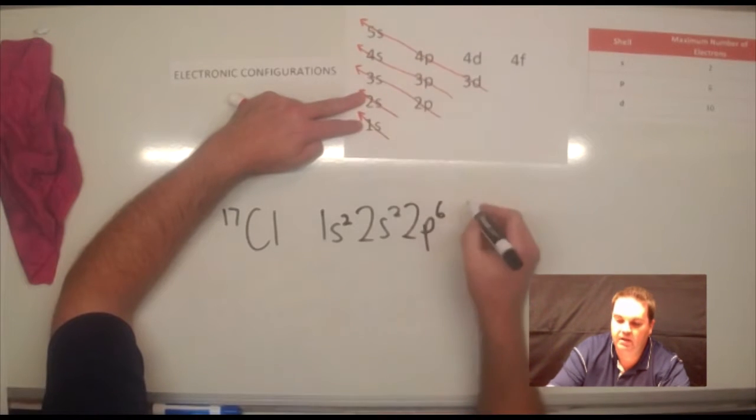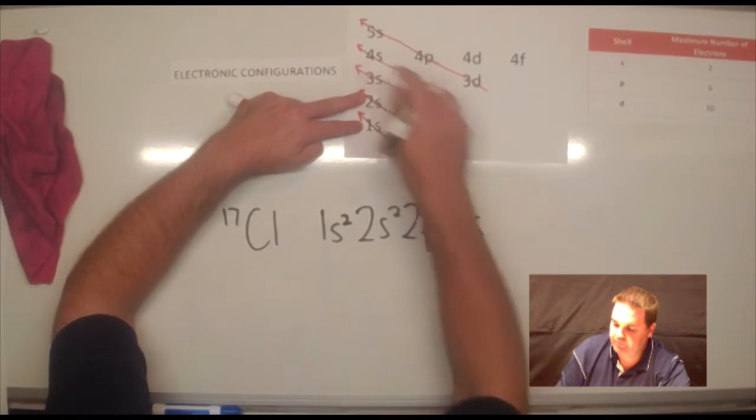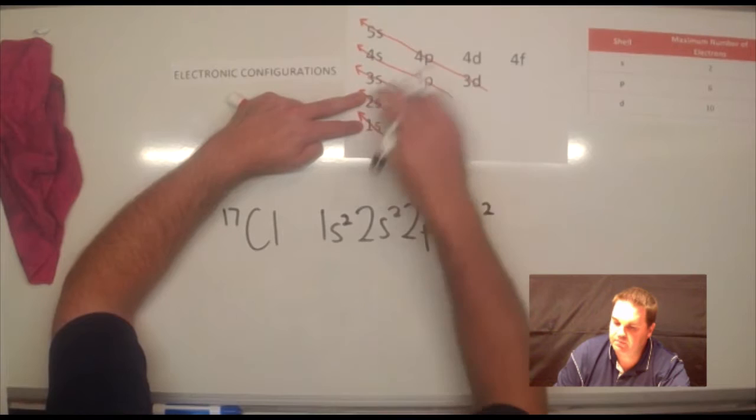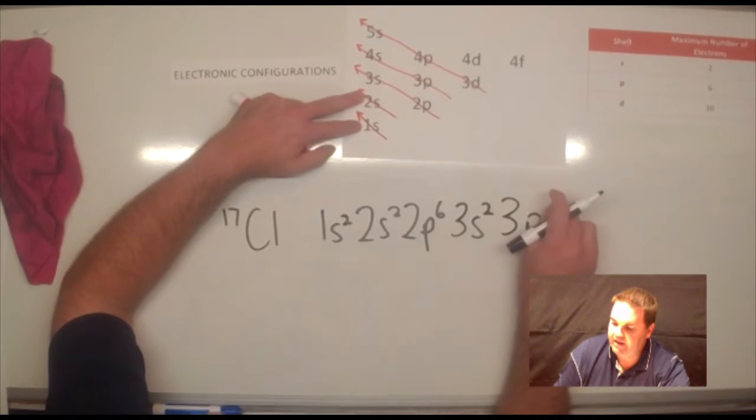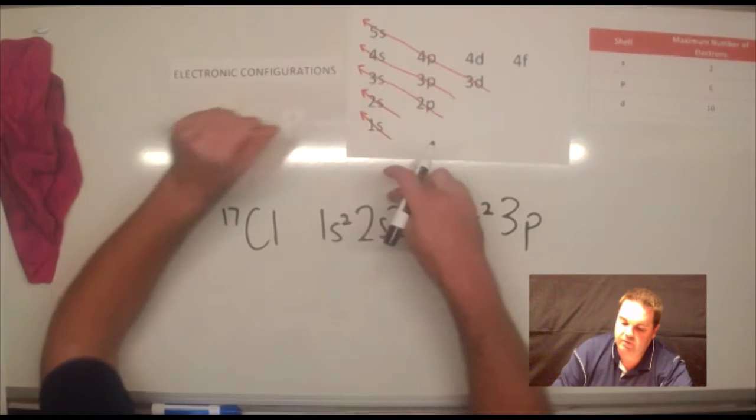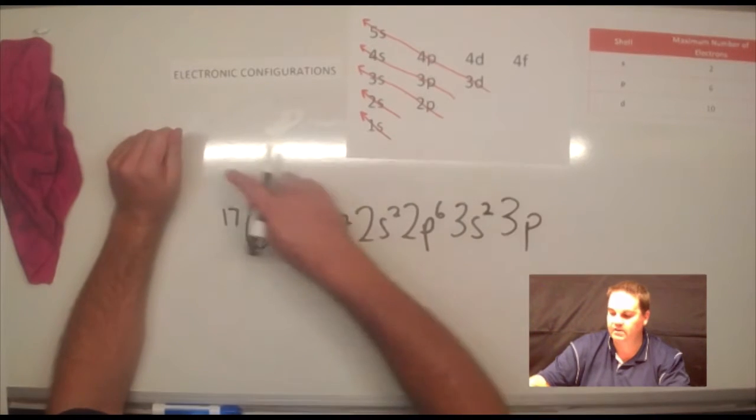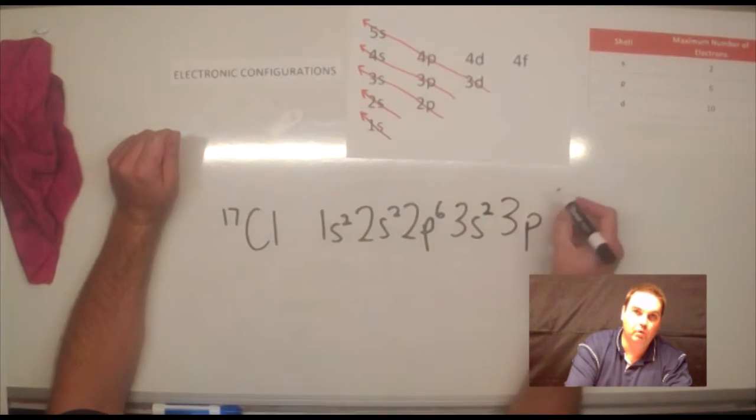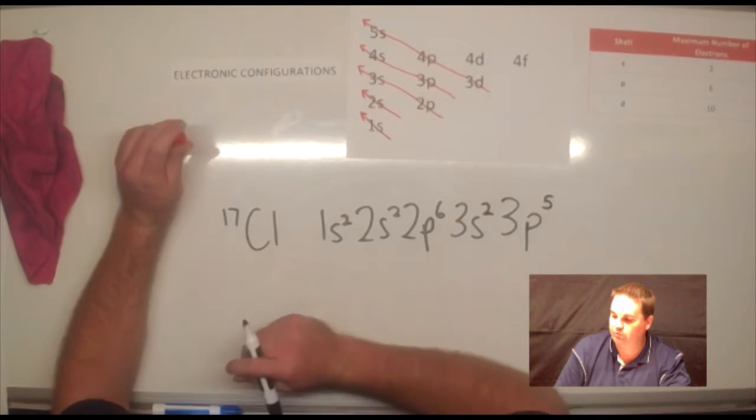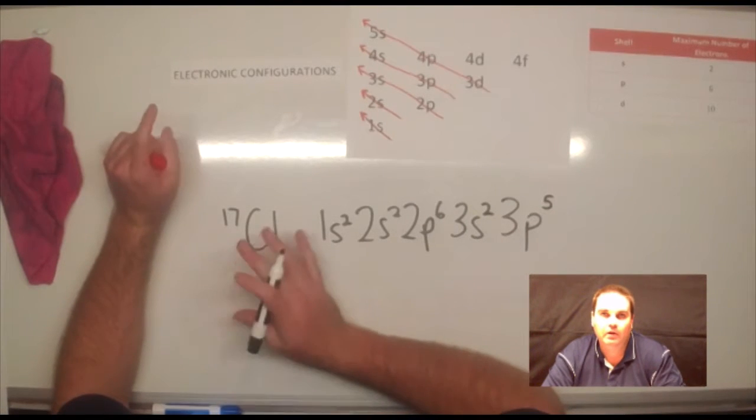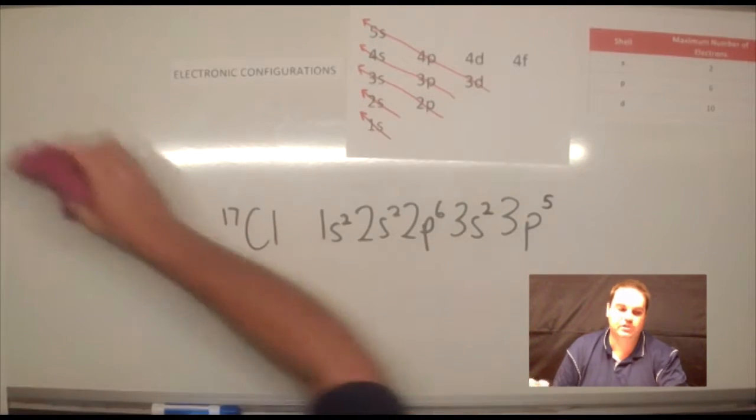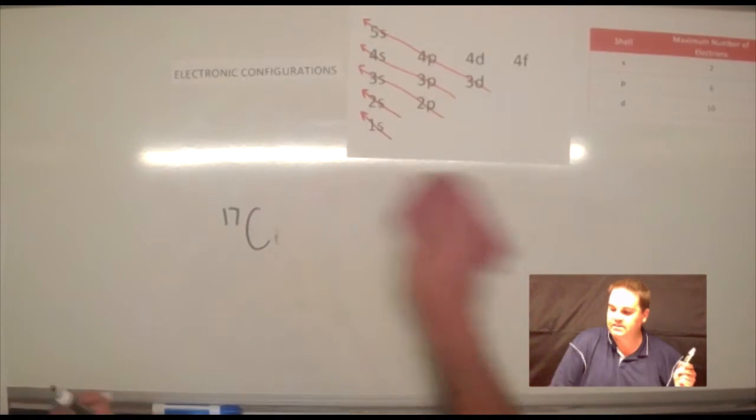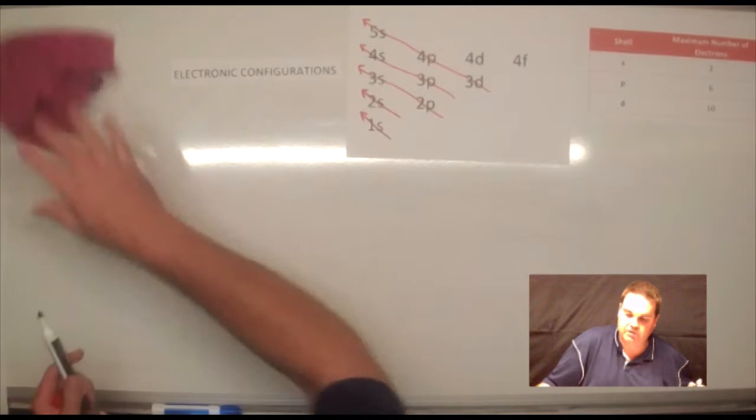After the 2p, we get to 3s. That can hold a maximum of 2. And then we get to 3p. That can hold a maximum of 6. But so far we've got 2, 4, 10, 12. We need 5 more to get to 17, so this is going to be 3p5. Okay, so all you do is you follow this chart, fill them up as you go. The highest one that you need to get to, if you remember I said, was strontium.